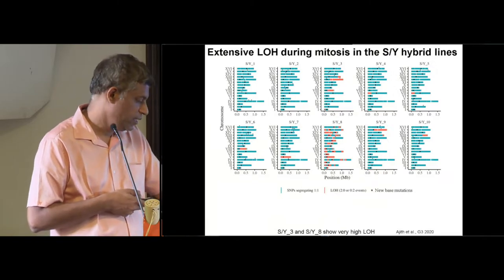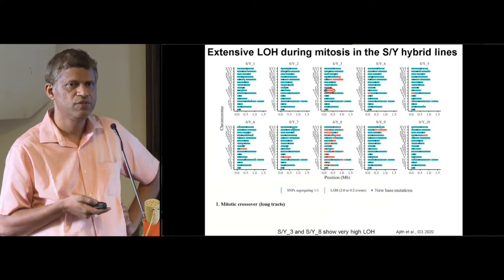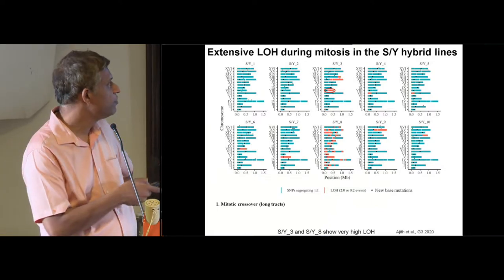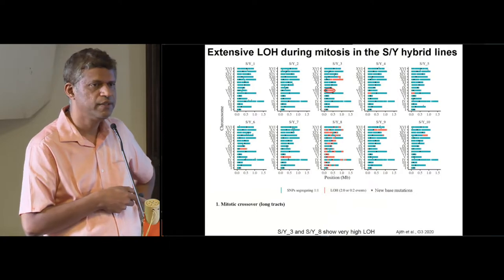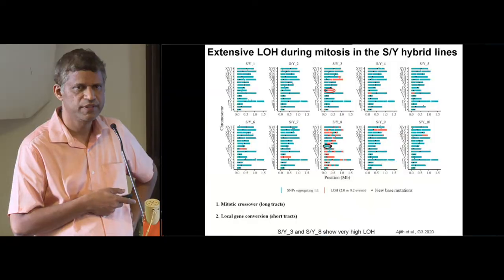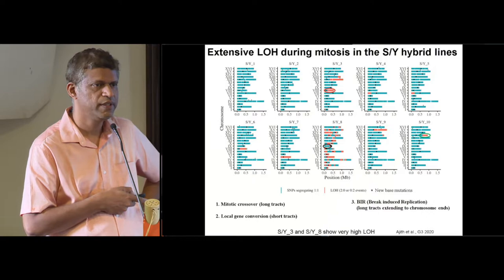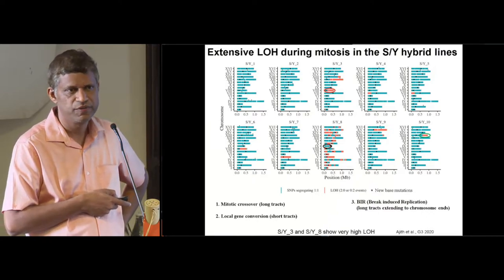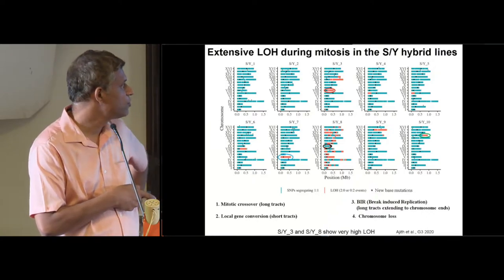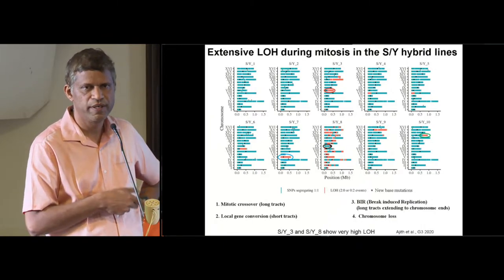Further, by looking at the patterns of this LOH, you can also infer mechanisms as to how this LOH might have occurred. If you see tracts like this, which are very long and internal, they mostly arise because of mitotic crossovers. If you see very short tracts, these are more likely mitotic gene conversion type events. Sometimes you will see tracts running till the very end of the chromosome. These arise from break-induced replication type events. Sometimes you see a whole chromosome has undergone LOH. It's basically occurring through a chromosome loss followed by reduplication.